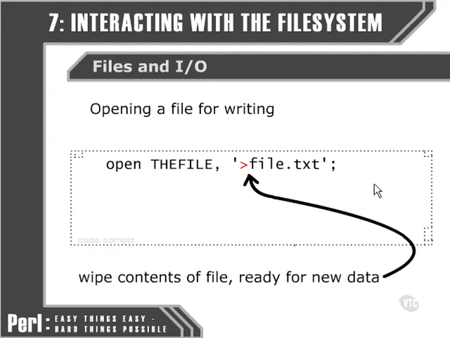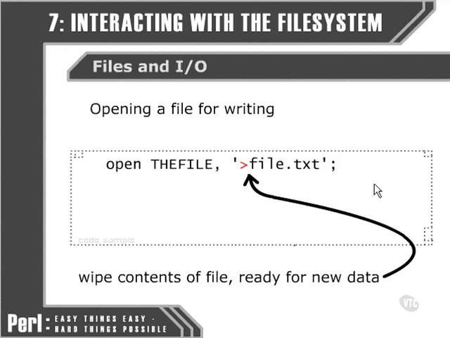Now that's not part of the file name itself. That's telling Perl that this is opening the file for writing. And it's a specific kind of way of writing to the file as well. What this greater than sign is telling Perl is that we want to wipe the entire contents of the file and then prepare it for putting new data in its place. Obviously, this is not something that should be done lightly if there's any chance that we'll need the data in that text file at any point later on.